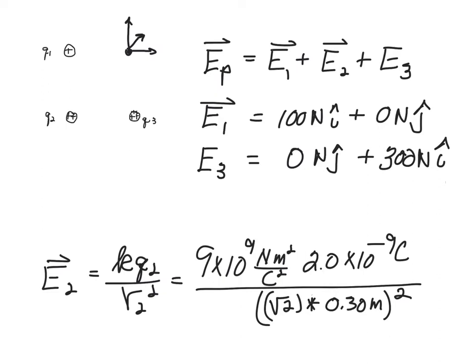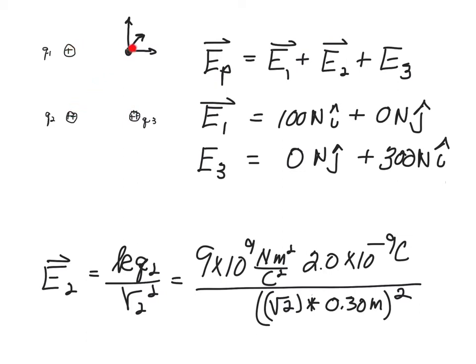So we're adding 3 vectors. E1 is 100 newtons, 0, right? No y component. E3, that's the other easy one. It has no x component. It would be the cosine of 90, which is 0, and the sine of 90 is 1. That's 3 times bigger because the charge is 3 times bigger and the distance is the same.